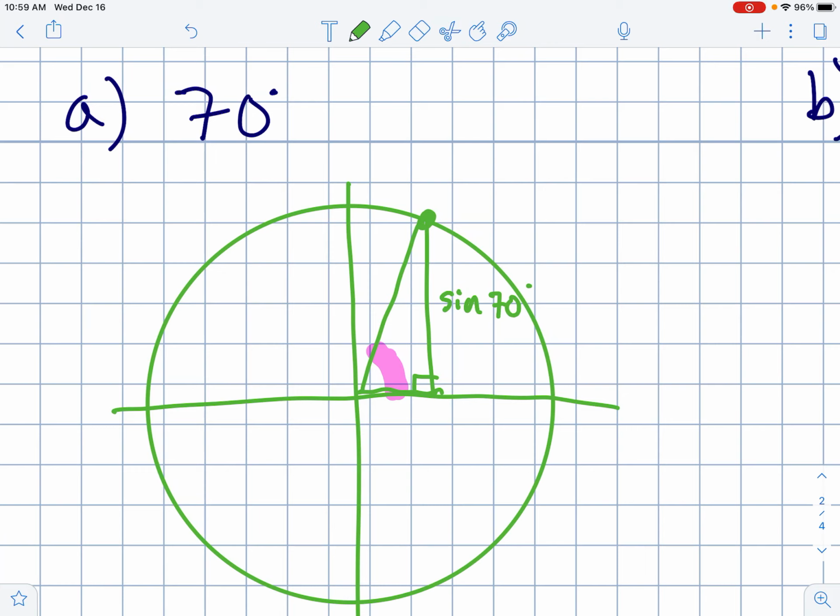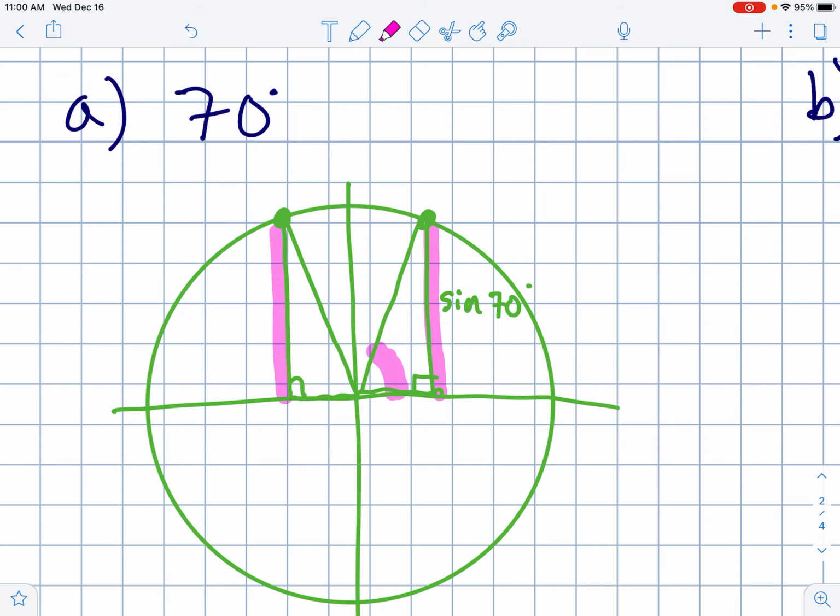If you flip that into quadrant 2, so same triangle, but just flipped over the y-axis, this will have the same height, the same sine. Remember, sines are the heights of the triangles, so these two are the same.